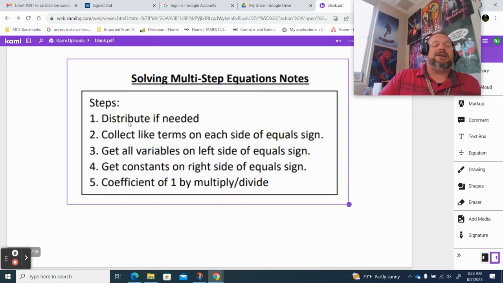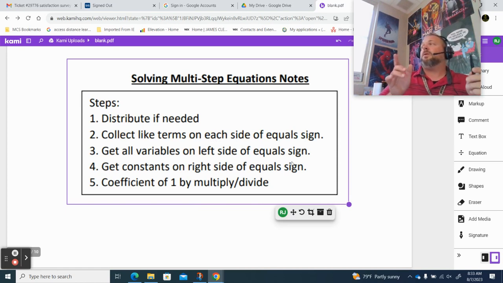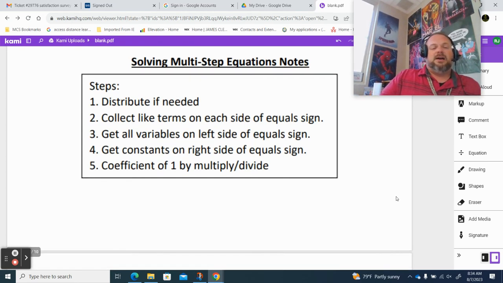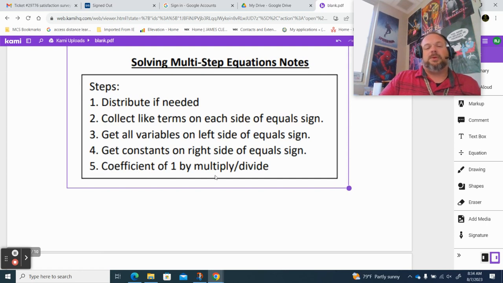So the steps: distribute if needed. We're not always going to need to distribute, it's just if needed. Collect like terms on each side of the equal sign. Get all variables on the left side of the equal sign. This is going to be very important when we go to our next unit, a week from the day where we're doing inequalities, because we'll have some discussions about that. Constants on the right, coefficient of 1 by multiply or divide.